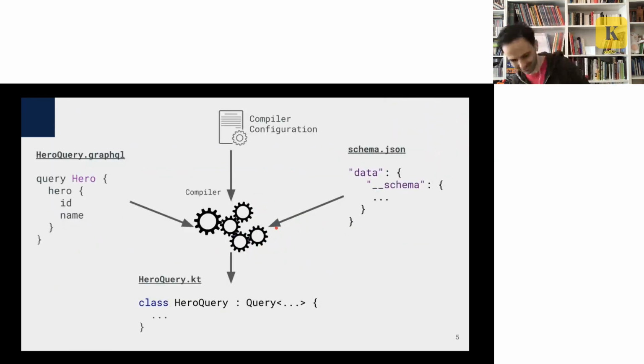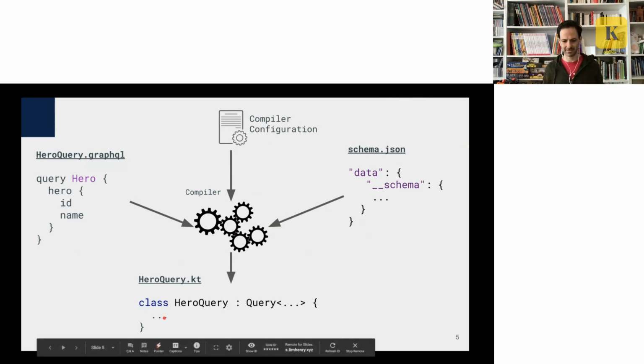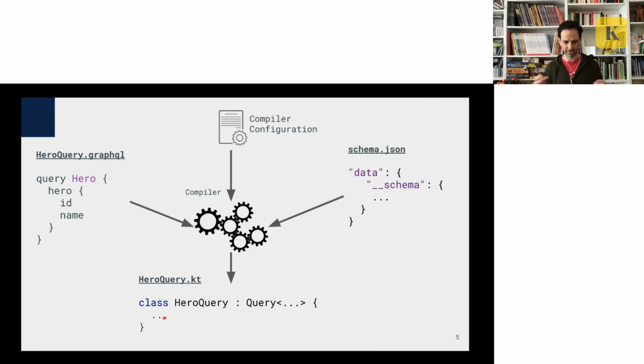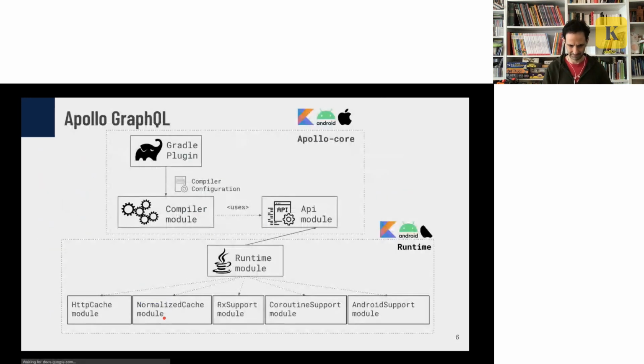And Apollo Android, you see it coming, is a tool to generate Kotlin models from GraphQL queries. At its core, it's a compiler that takes GraphQL requests, the schema that describes all the types in your API, and some compiler configuration, and it will generate Kotlin queries for you that are completely strongly typed. The nice thing is that the types from your backend appear on your frontend almost magically. This is done using a Gradle plugin.